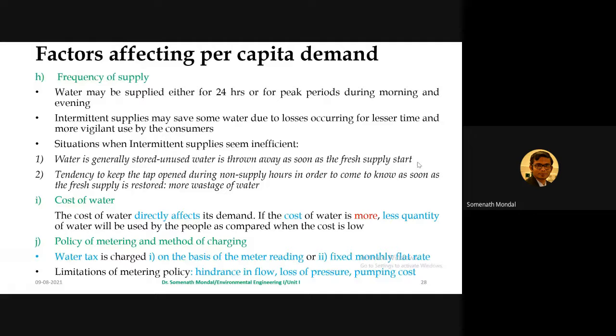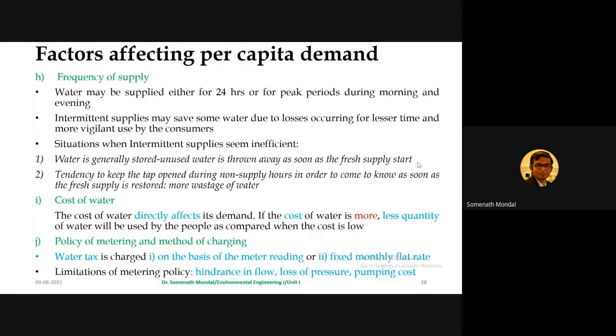Am I audible? Hello, are you able to hear me? Yes, sir. Good. Just ensure that your internet connection is fine and you are able to hear me sometimes, because from my end I am unable to see whether you people are able to hear me or not, because I have shared my screen and I cannot see anything.